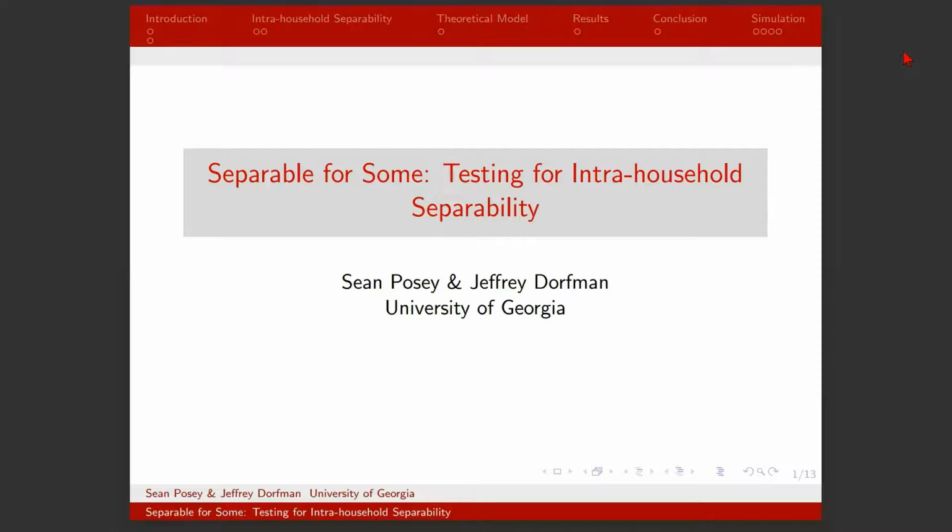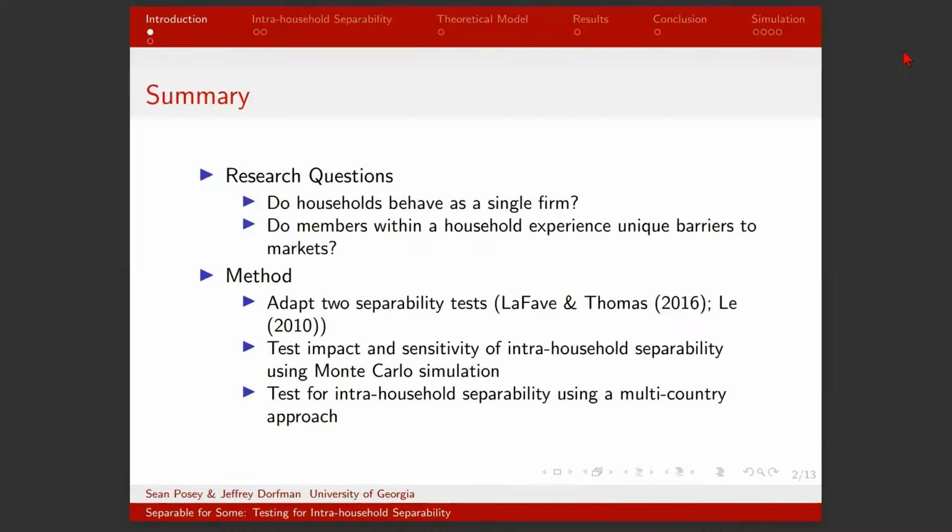Thank you all. I'm presenting my paper titled "Separable for Some: Testing for Intra-Household Separability." It is a paper that I'm working on with a professor at the University of Georgia, Jeffrey Dorfman. So, a quick summary of the paper, since I only have a few minutes to present it. The main research question is, do households behave as a single firm?